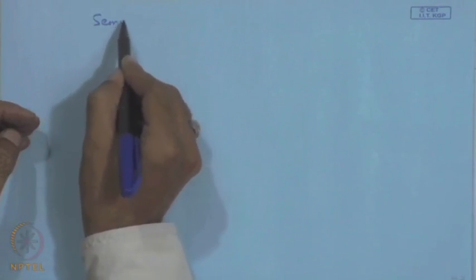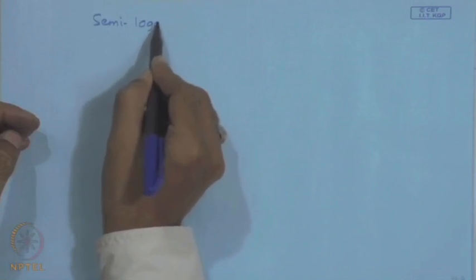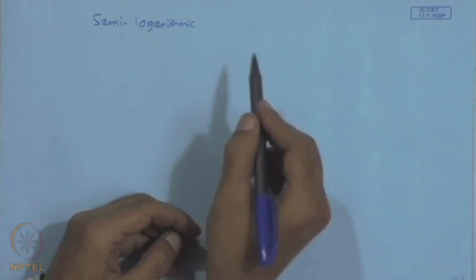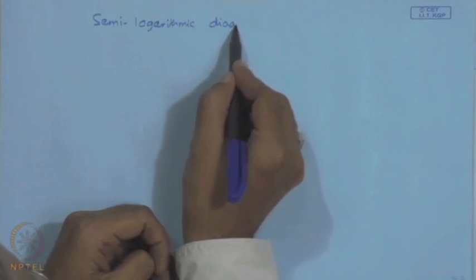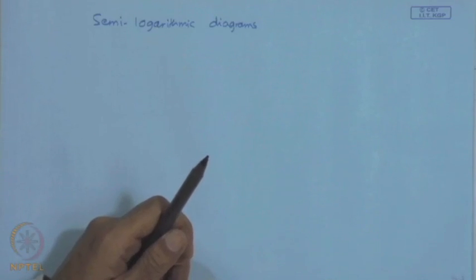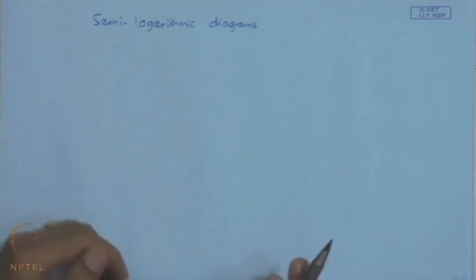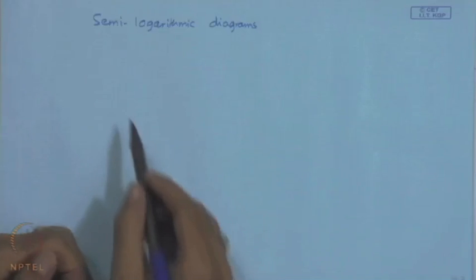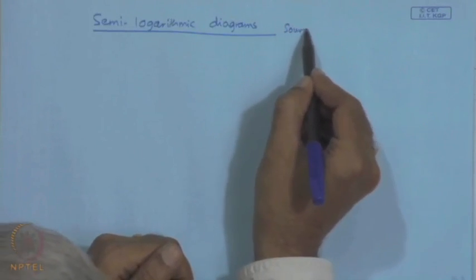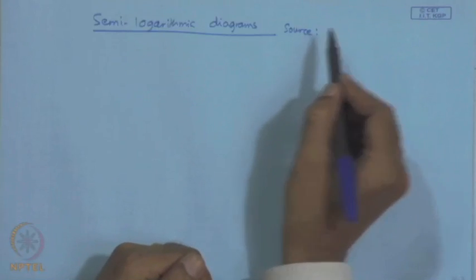Next, we'll go to the other graphic representation, which is the semi-logarithmic diagram. In this, the diagram is taken from the source, that is Scholler.